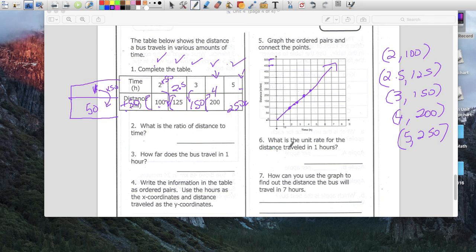What's the unit rate, the distance traveled in 1 hour? We already answered that. In 1 hour, we can look right here. In 1 hour, it's right here. That's 50 miles.